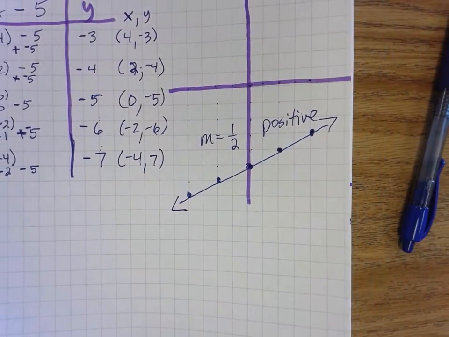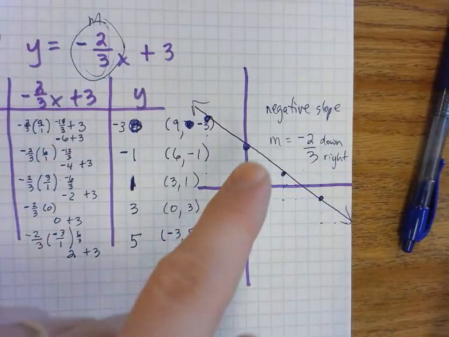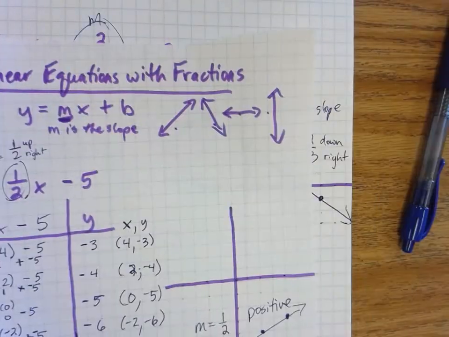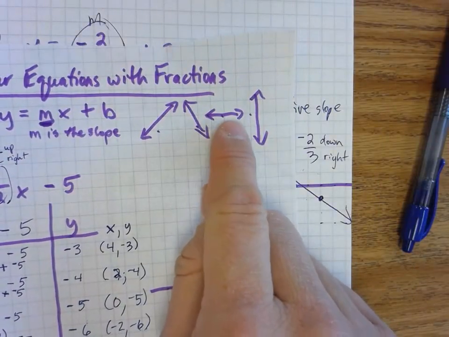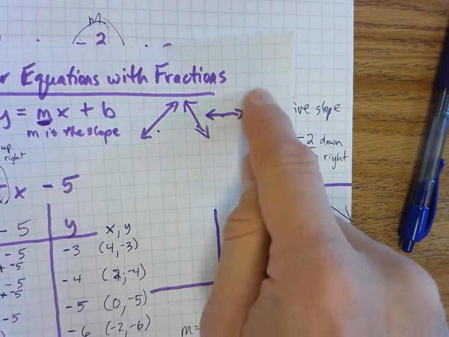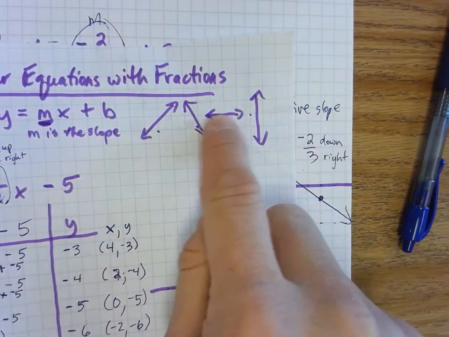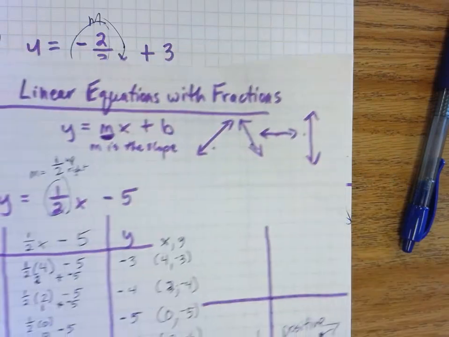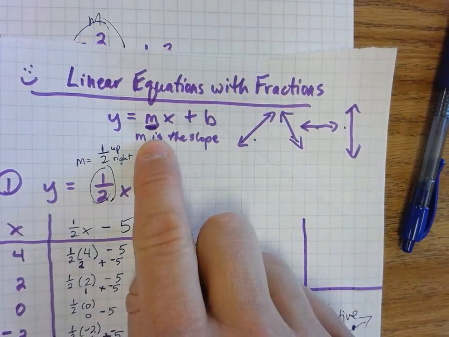So remember, if it's got a positive slope, it's going to look like that. If it's got a negative slope, it's going to look like that. Of course, zero slope is the horizontal ones, undefined. We haven't really got into those yet, okay? But if it's going like that, that's zero. If it's going like that, it's undefined. Remember, don't be a dope. M is the slope.